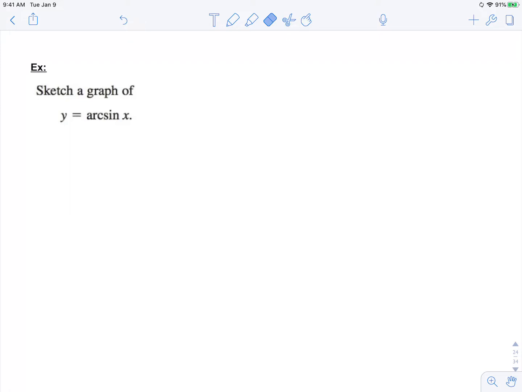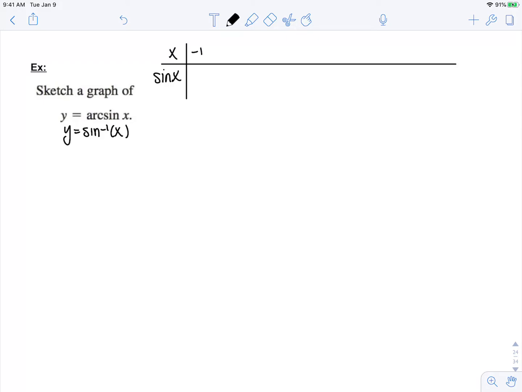Sketch the graph of y equals arc sine x. So remember, that's the same as y equals sine inverse x. Same graph, just different notation. So that means this is the inverse of sine. So let's get an idea of some points for regular sine x so that we can connect it to its inverse. Now remember, we're only looking at from negative pi over 2 to pi over 2.